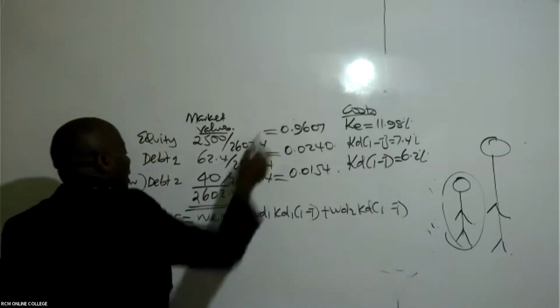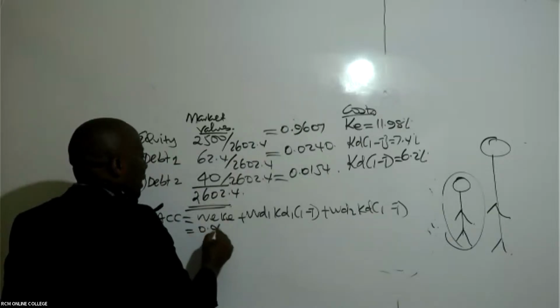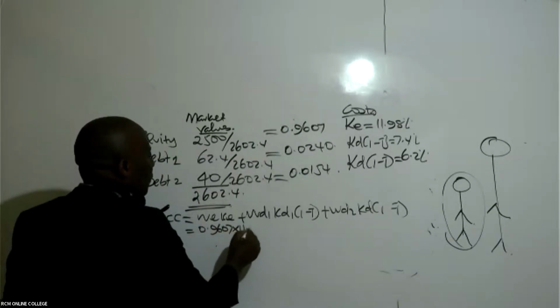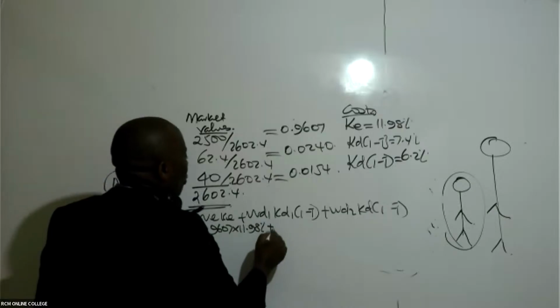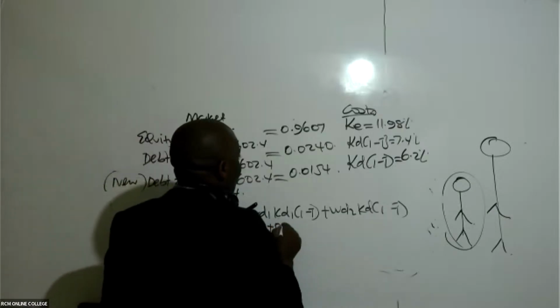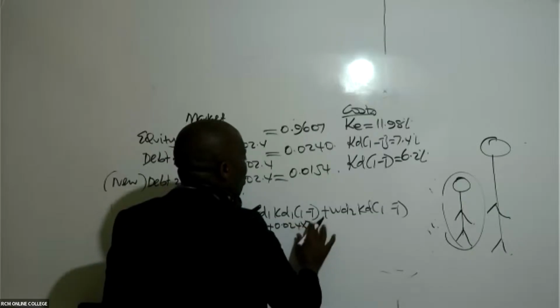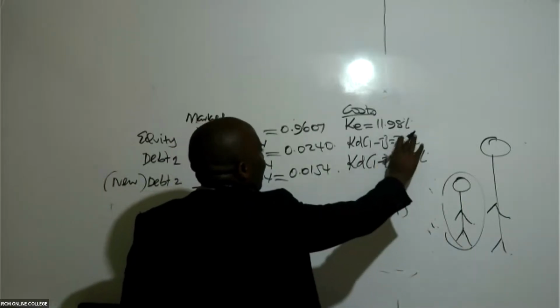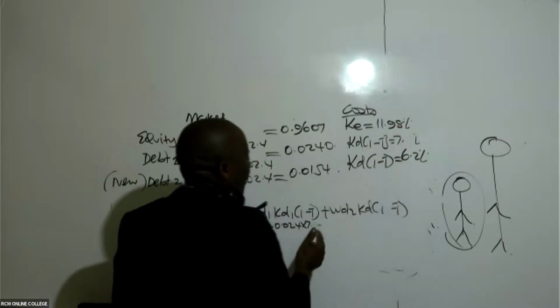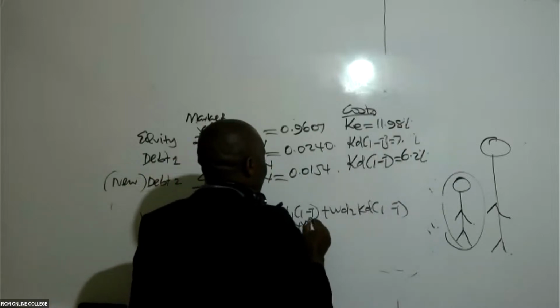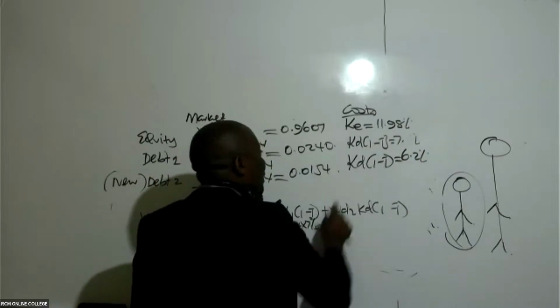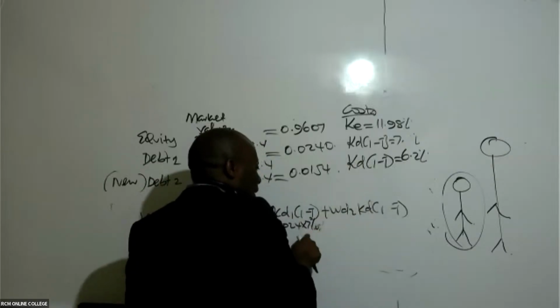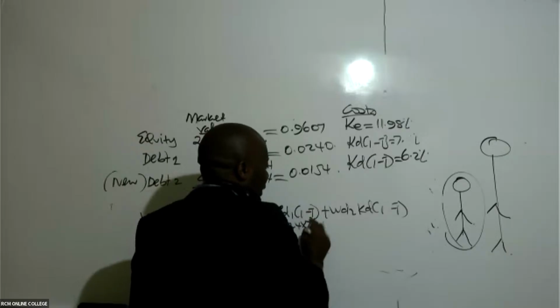So our weights are here. We have 0.9607, cost of equity is 11.98. Weight of debt 1 is 0.024 times 7%. And remember, this is after tax. Don't adjust this figure for tax again.